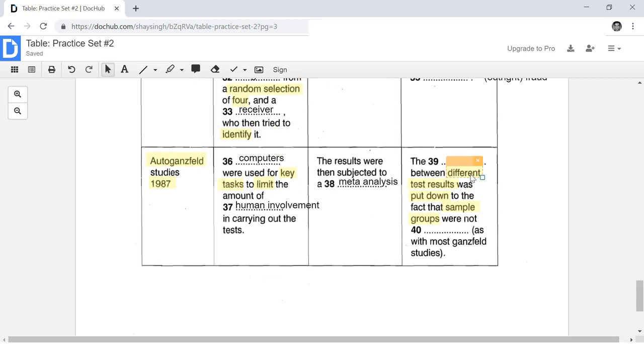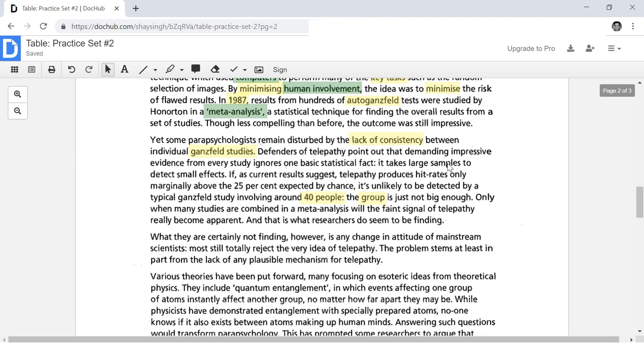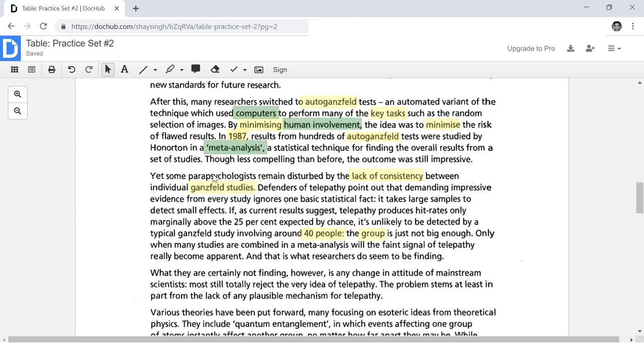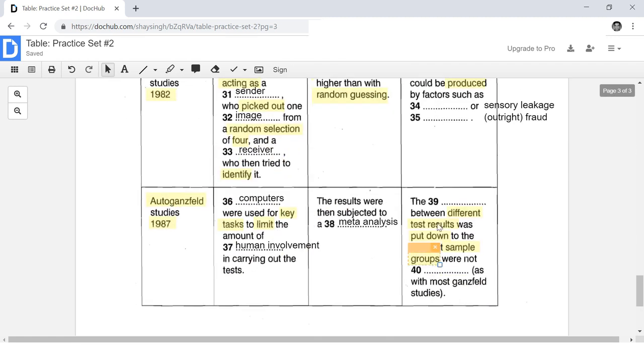So the dash between different test results, what was different between test results? First, let's look at that. What was different between the different test results? It mentions that right here. Some parapsychologists remain disturbed by the lack of consistency. That is saying that there was too much difference in the test results. They weren't consistent. There was too much difference. So the correct answer for this one is lack of consistency.